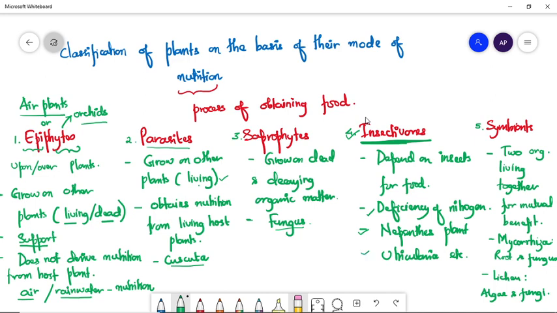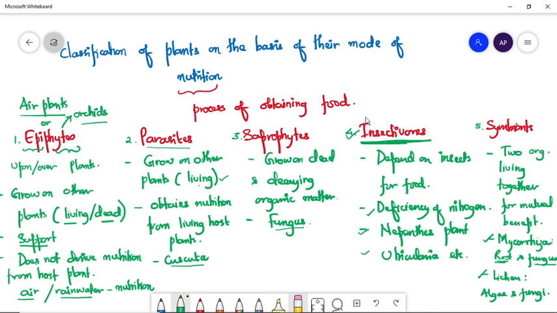The last one is symbionts. In symbionts, two organisms live together for a specific purpose, as they have a mutual benefit. The most common example is mycorrhiza, where we see the association of root and fungus. The fungus brings in nutrition for the plant and the root of the plant provides nutrition to the fungus. So they help each other, they have a mutual benefit. That's why they live together.